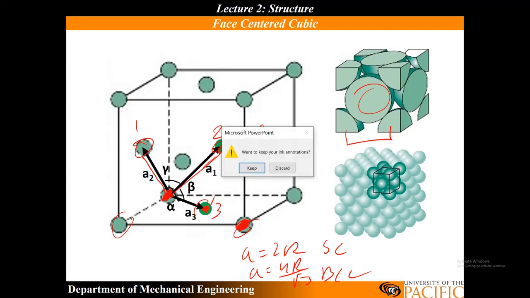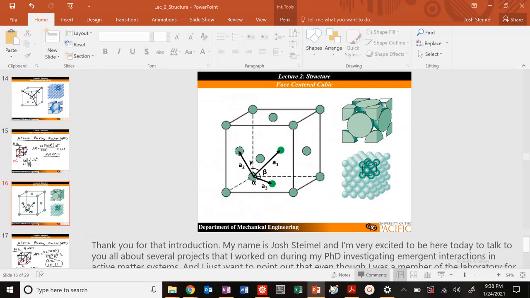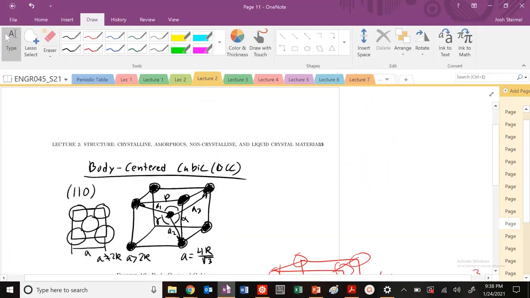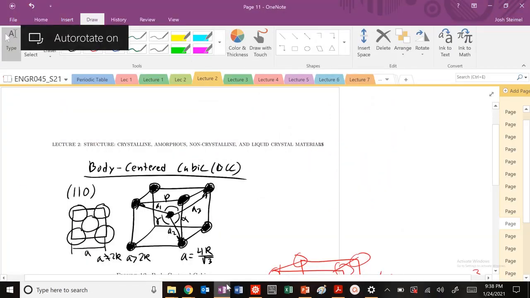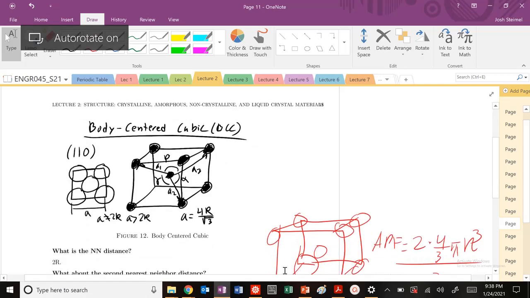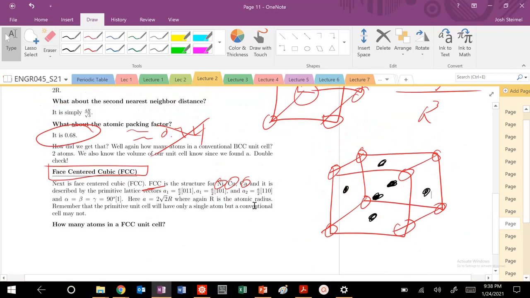So let's go ahead and look at our structure. Let me discard the ink notation, back to our notes here. Let's answer one of the first questions we typically answer. You could describe our primitive lattice vectors, as we've done previously. And how many atoms are going to be in an FCC unit cell?